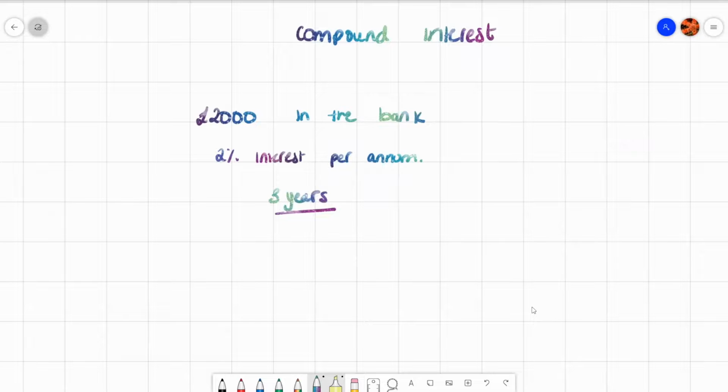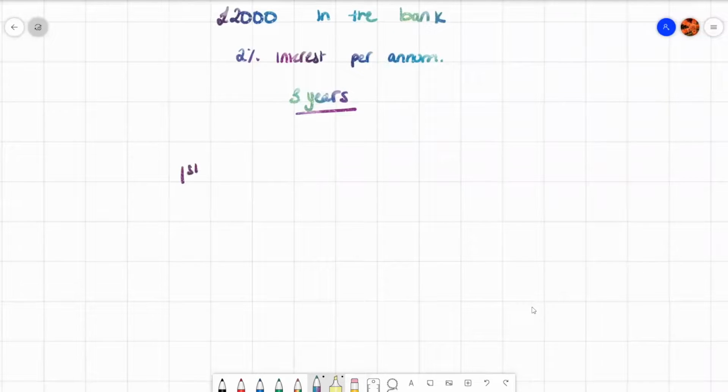Okay, so at the end of your first year, well, you started off with £2,000. The bank's going to give you 2% interest. Well, what's 2% as a decimal? It's 0.02. I'm going to be using multipliers to work out percentages. You could just do 2 divided by 100 times 2,000 if you wish, whichever way you find easiest. In compound interest, you generally do use a calculator. So times that by 0.02 and I end up with £40.